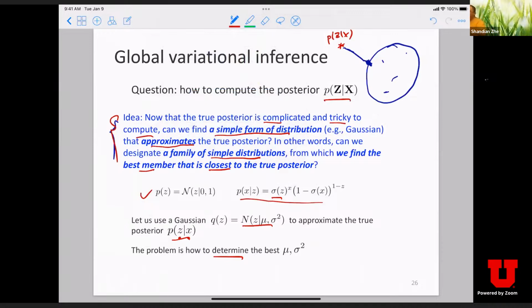So that leads to a question. What do you mean by best approximation? How do you measure the goodness of an approximation to the posterior? Any thoughts? Any idea for a metric which can measure whether your approximation is good or not?